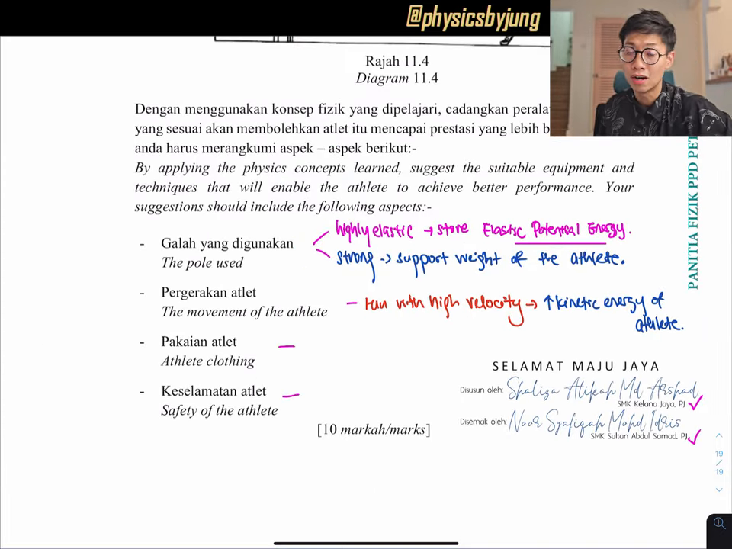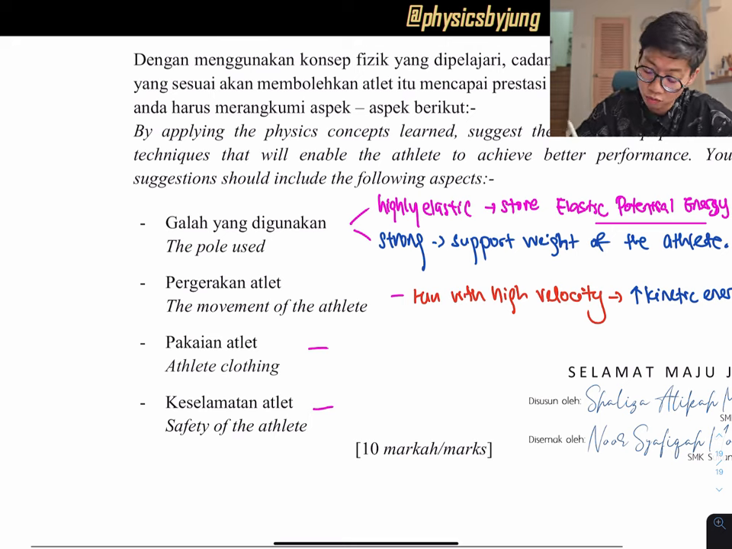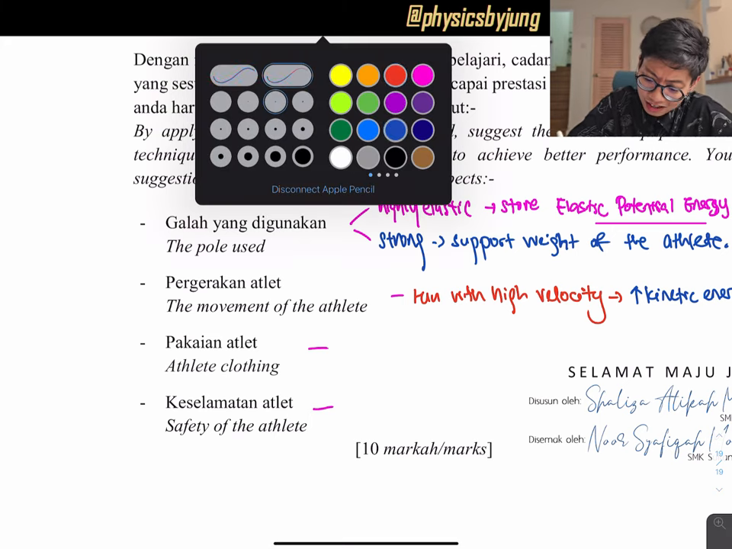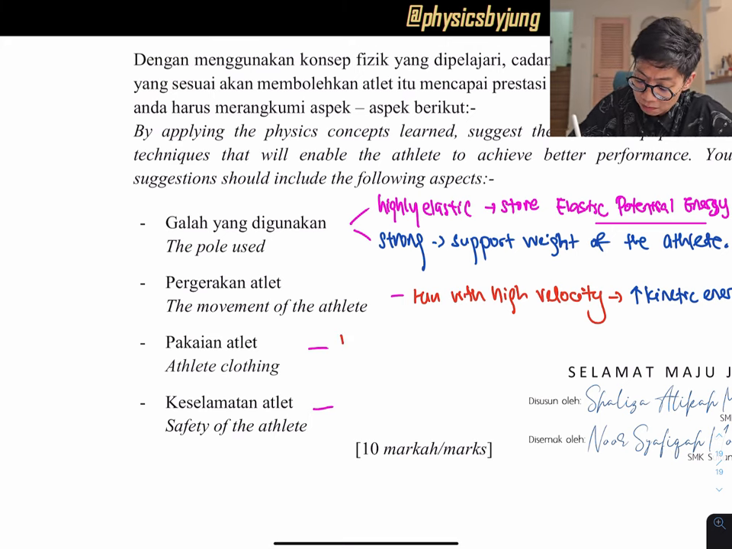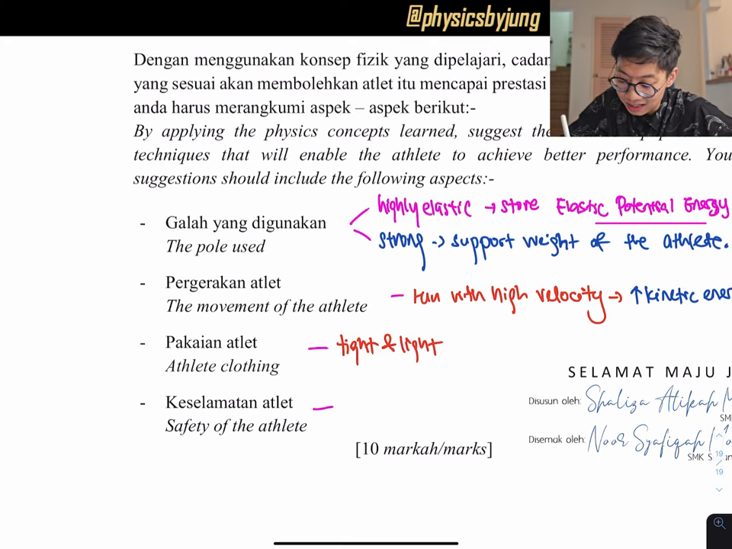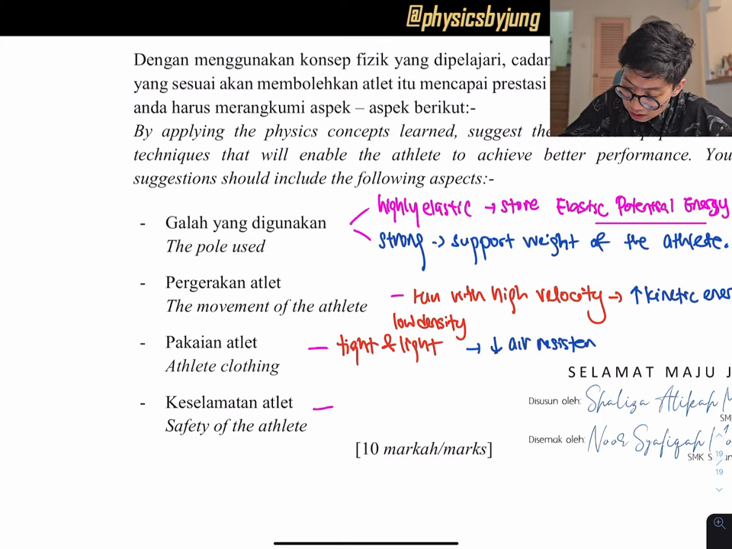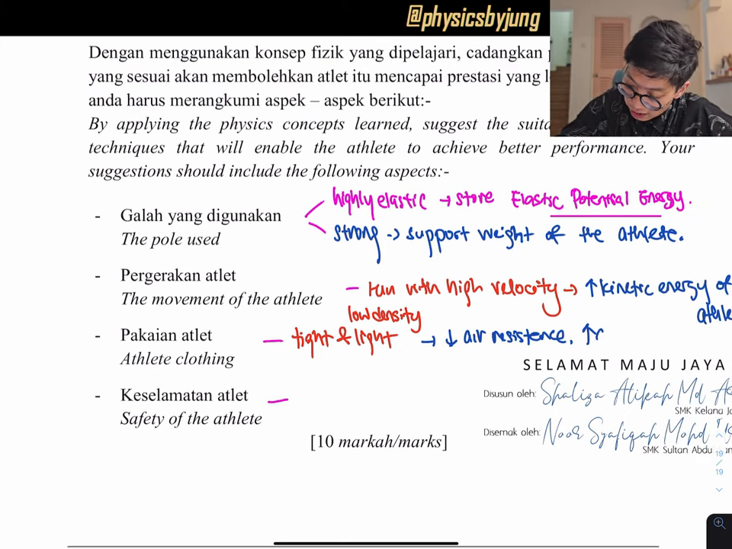So that's how you make your answer more complete. Increase the kinetic energy. If you want, you can say, so they can produce higher gravitational potential energy so that you can jump across it. Okay, what about the athlete clothing? For the athlete clothing, as usual, it must be tight and light. Or you can say low density. So why do you want it to be tight and light? So you want to reduce the air resistance, so you can have a higher acceleration.